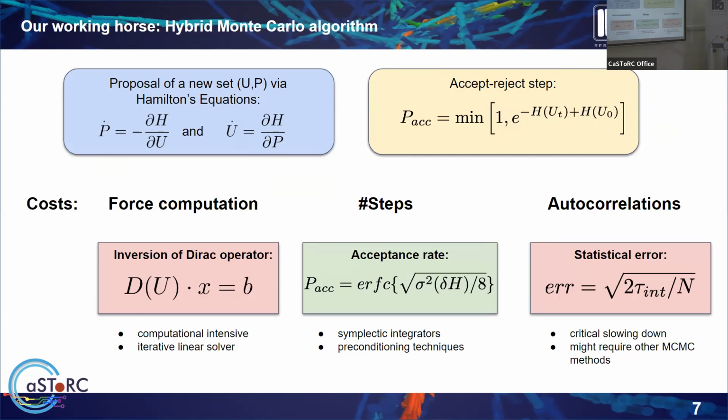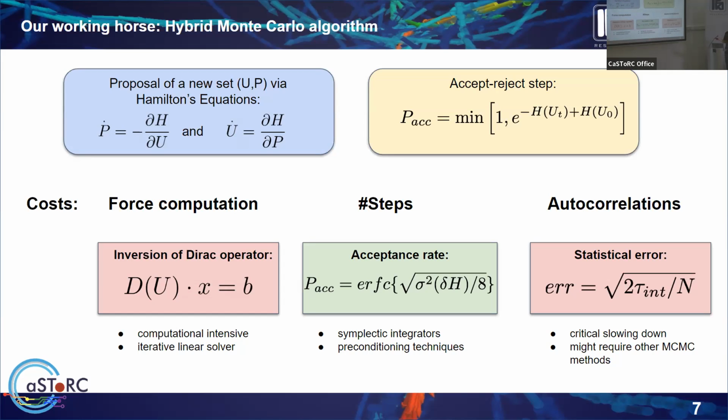Because we are doing this numerically, after each trajectory we have some numerical errors, which we don't want. So we correct with an accept-reject step, taking the Hamiltonian at the end of the trajectory minus the Hamiltonian at the beginning of the trajectory into account. This filters out our numerical errors and makes this procedure exact.